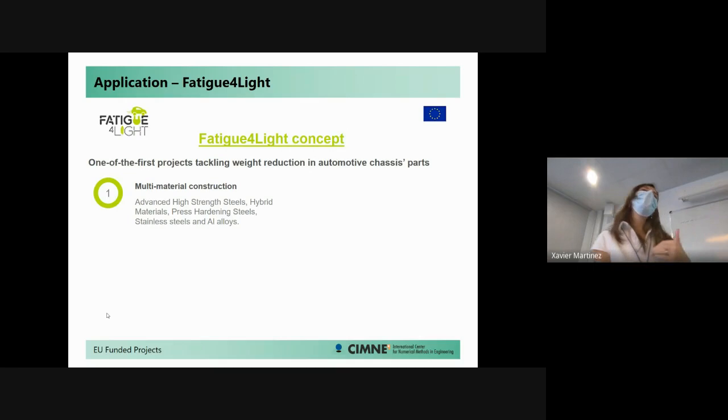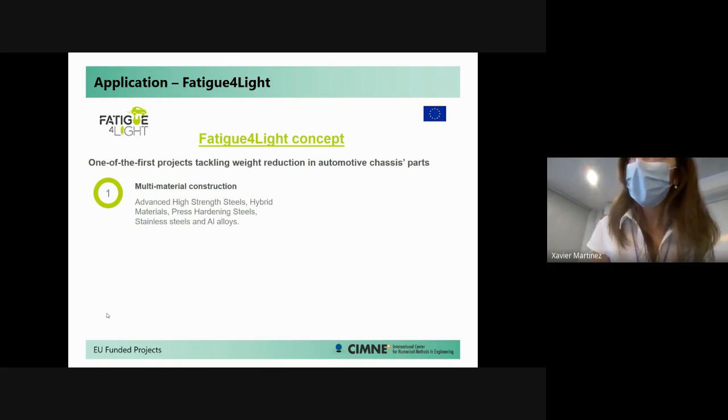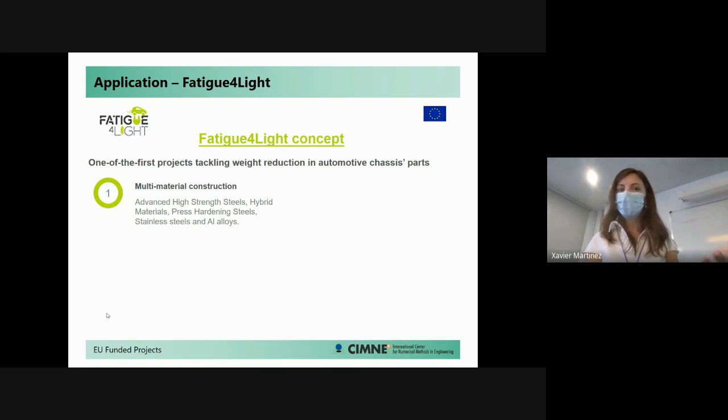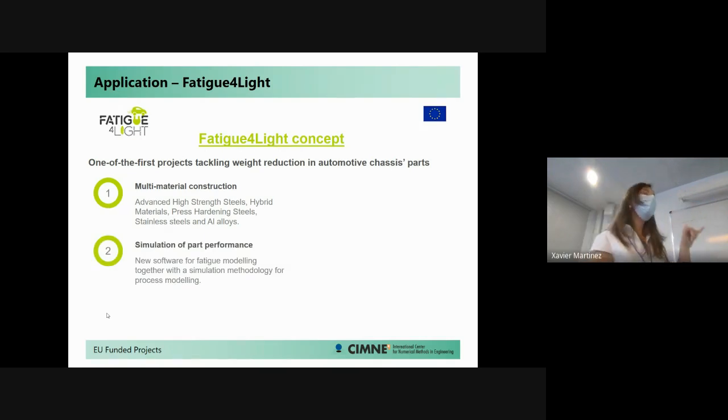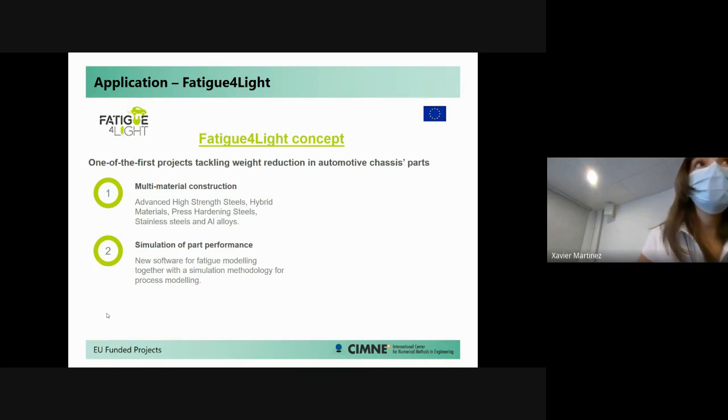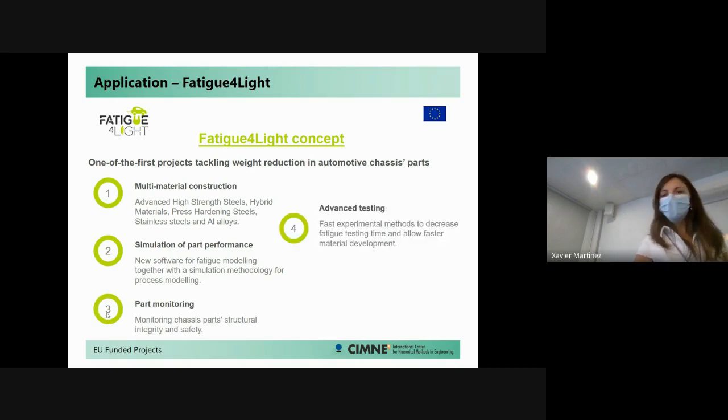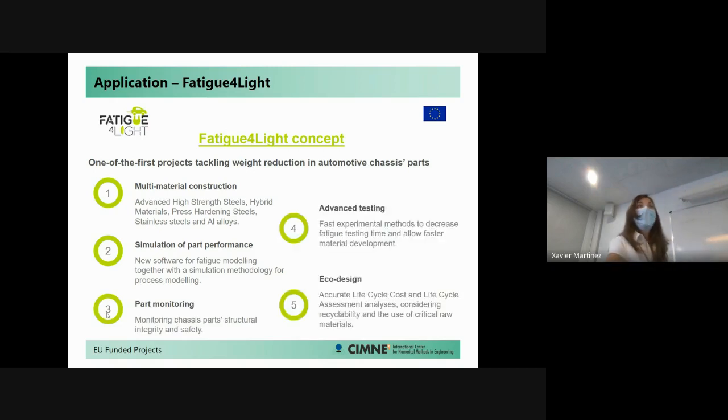And how do we want to lighten the chassis components in the project? We have several different avenues. First, we are thinking about using more performant materials: high-strength steel, aluminum alloy, press hardening steel, etc., depending on the application. Then we want to simulate part performance together with the manufacturing process of that component, which induces residual stresses that will completely screw the fatigue behavior and performance afterwards. Then part monitoring, advanced testing, fast fatigue methodologies, and the sustainability approach, which is very important nowadays, designing from an eco-design perspective.